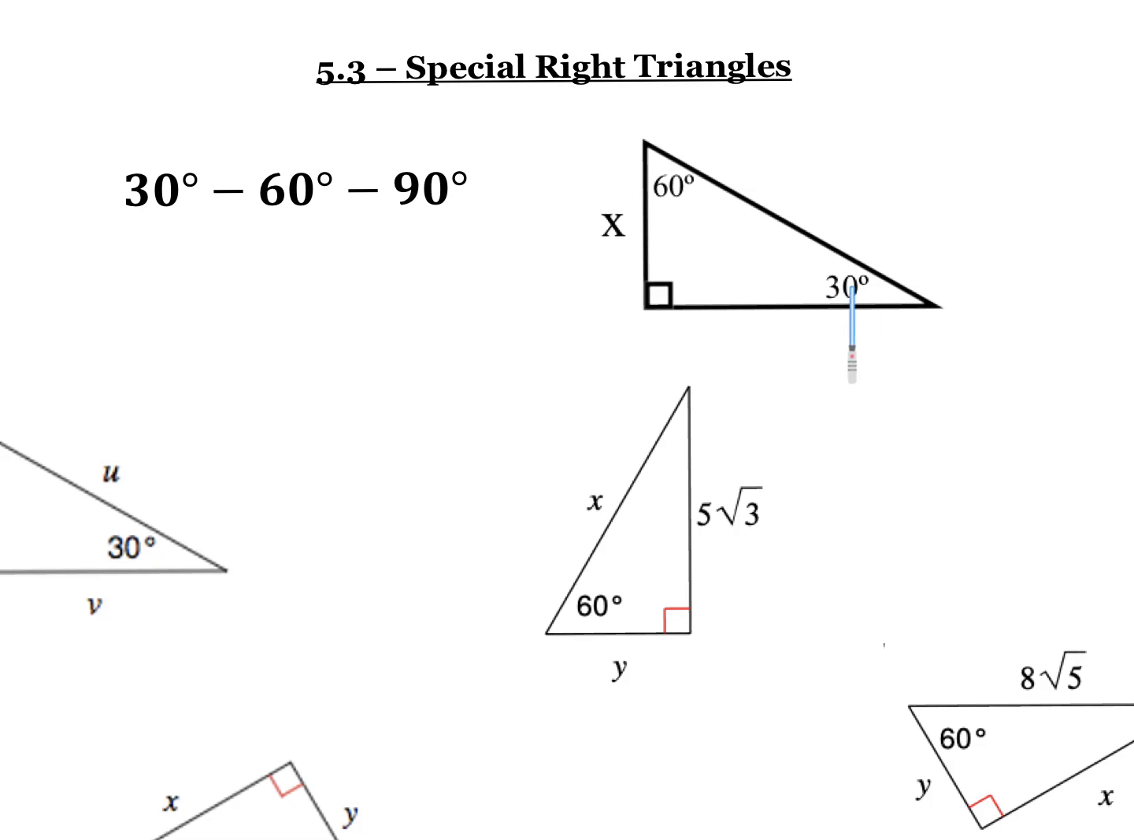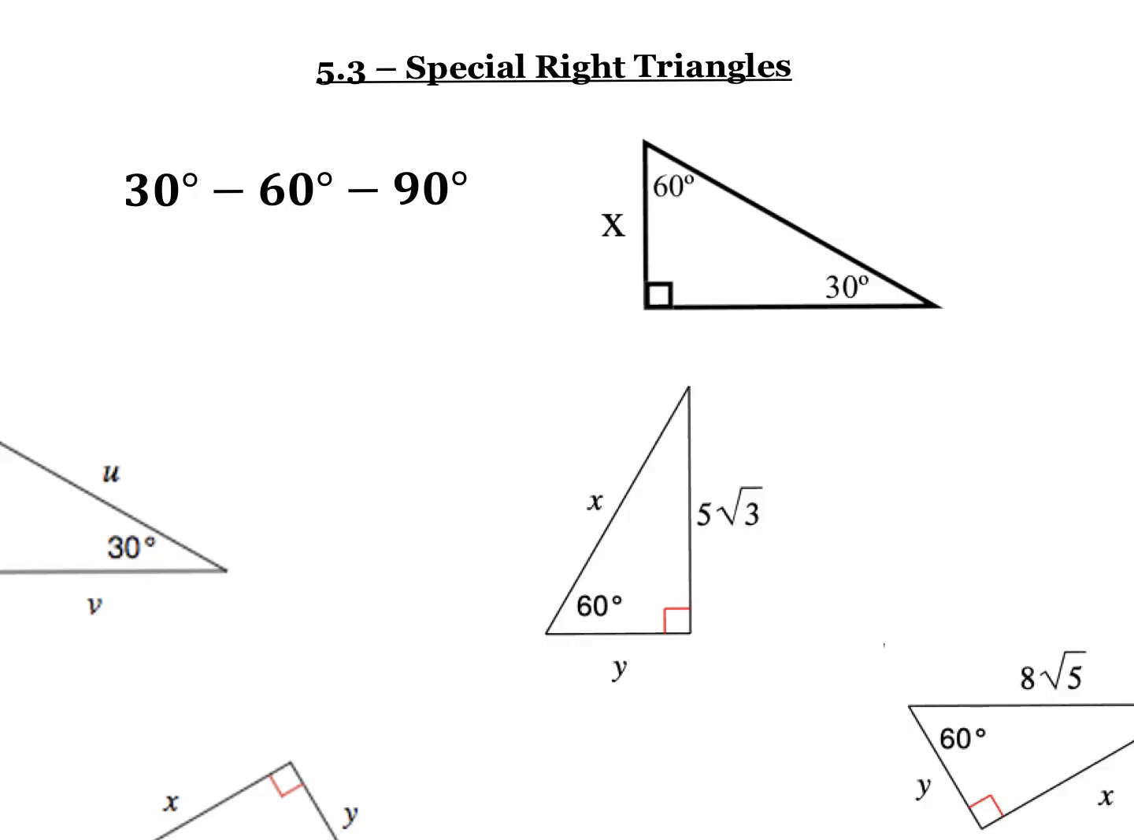Across from the 30 degrees is always the smallest side, and I just label that as x. Across from the 60 is the next biggest, and then across from the hypotenuse is the longest side. Does anyone remember what those ratios are for this triangle?